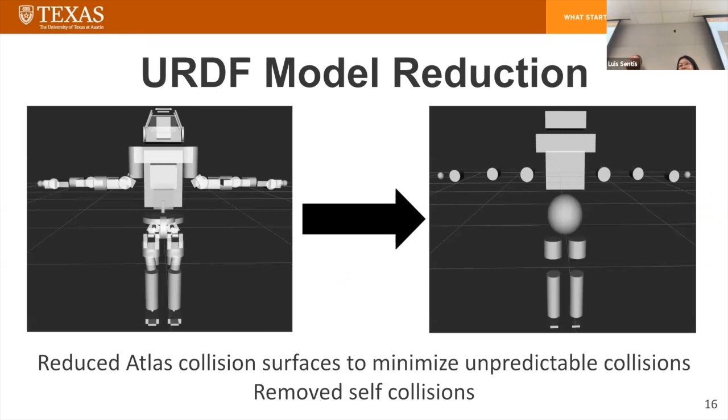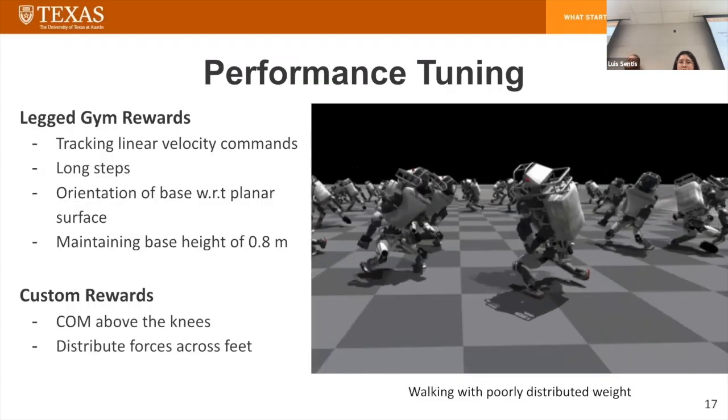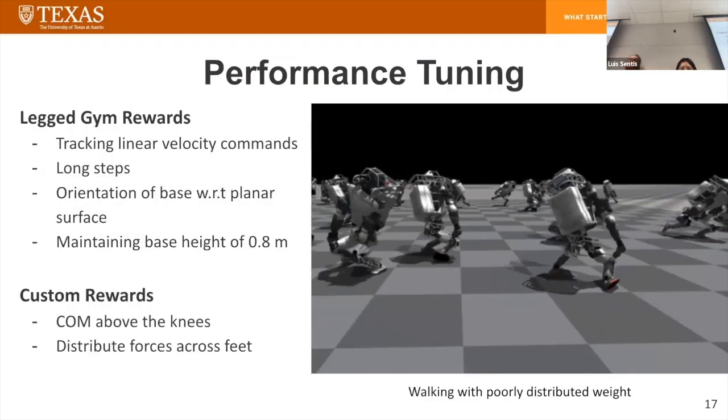So yeah, to deal with the interesting contact physics, we reduced a lot of the collisions on Atlas to reduce any potential for strange collisions. So yeah, this helped a lot. We also removed self-collisions, and it seemed to perform a lot better. So a lot of the work went into tuning the rewards.